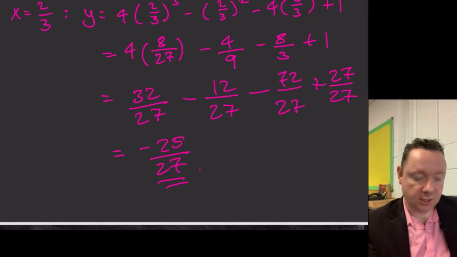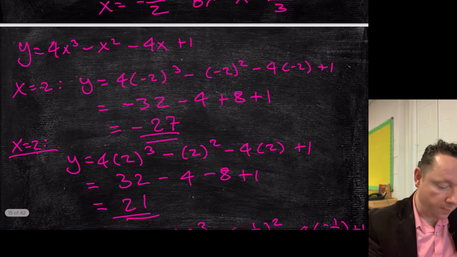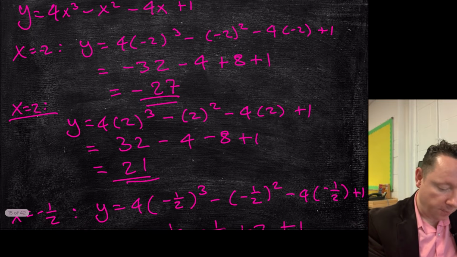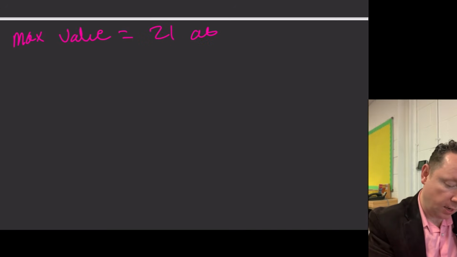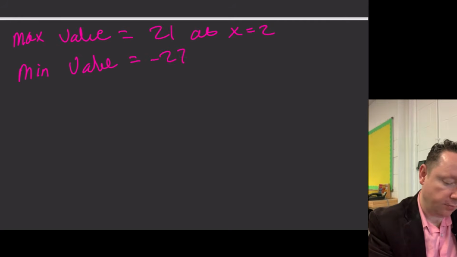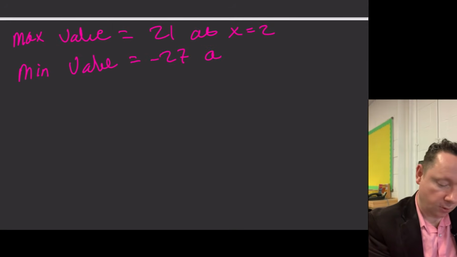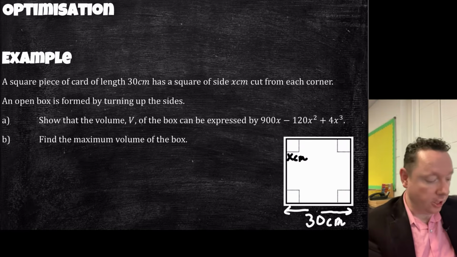Then we just pick our max and min values. So going way back up here, our minimum is minus 27 and our maximum is 21. We just need to write max value equals 21 at x equal to 2, min value equals minus 27 at x equal to minus 2. And we're done there.